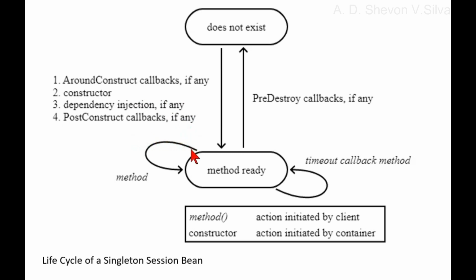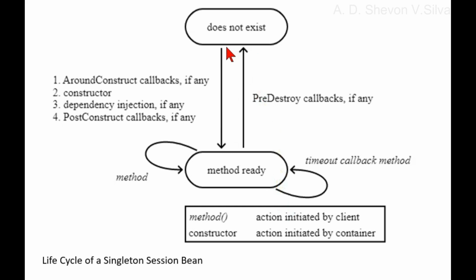The Singleton bean instance is now ready to be delegated a business method call from any client or a call from container to a timeout callback method. When the application is shutting down, the container invokes the pre-destroy life cycle callback interceptor method on the Singleton session bean instance, if any. This ends the life of the Singleton session bean instance.